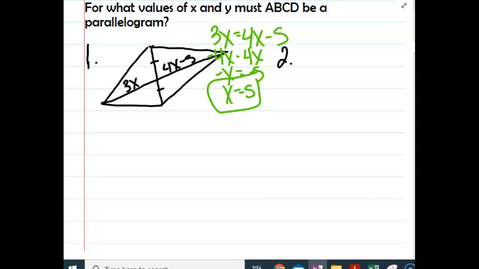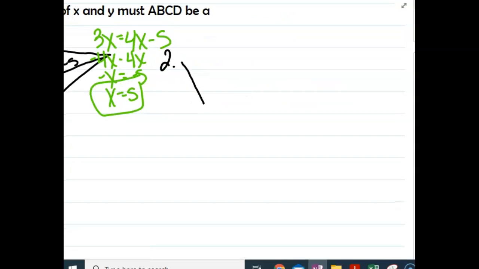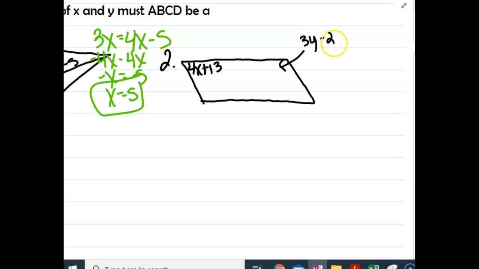Okay, number 2, let's draw another parallelogram. I'll try to do better this time. There we go. Very wide parallelogram, doesn't have to be. Okay, now, this top left corner is going to be 4x plus 13. The top right corner is going to be 3y minus 2. The bottom right corner is going to be y plus 10. And the bottom left corner is going to be 12x plus 7.